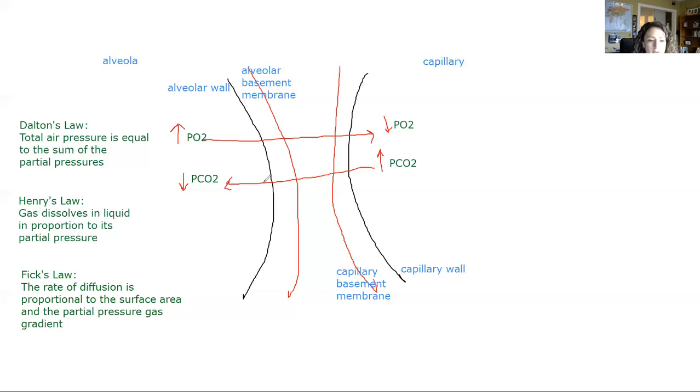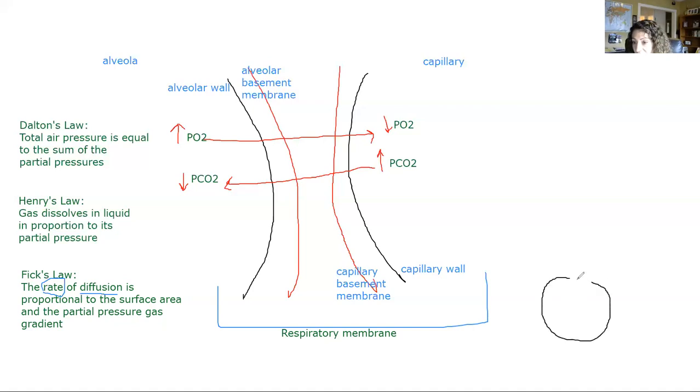Let's look at what that means. Rate means speed. Diffusion is referring to the movement of the gas across this respiratory membrane. I forgot to label the respiratory membrane. Okay, so the rate of diffusion is talking about how quickly the gas moves across the membrane. Okay, is proportional to, we already said moves with, okay, the surface area. So the surface area here is referring to the respiratory membrane.